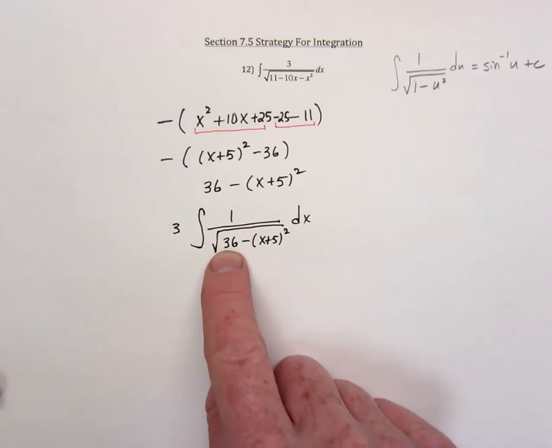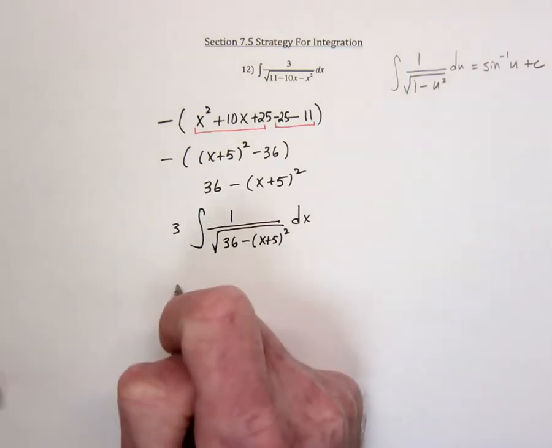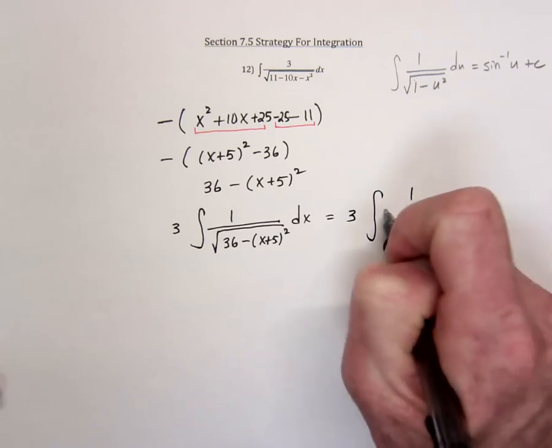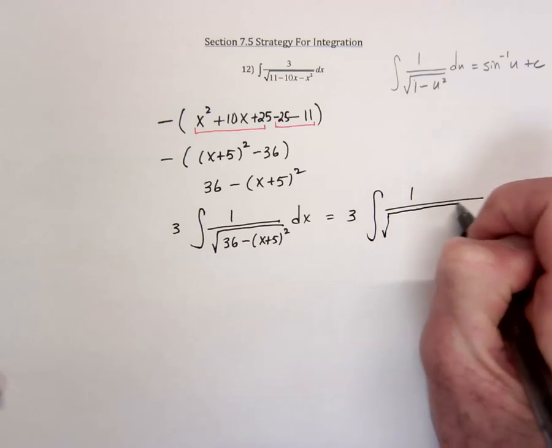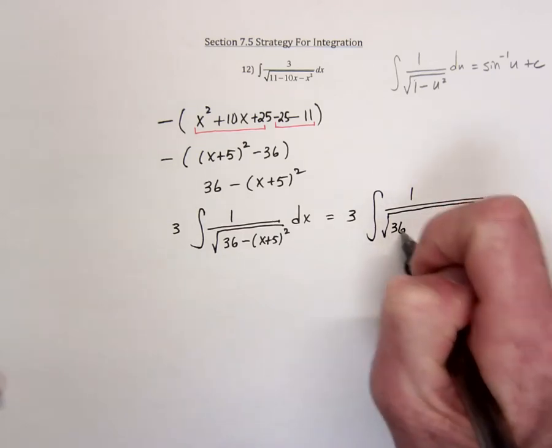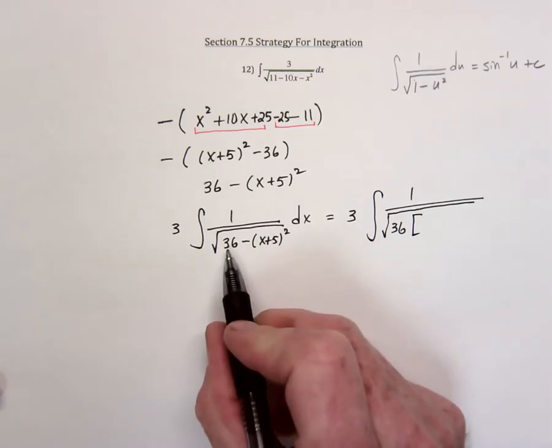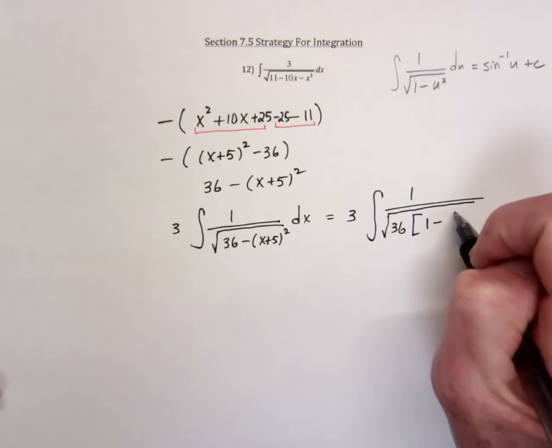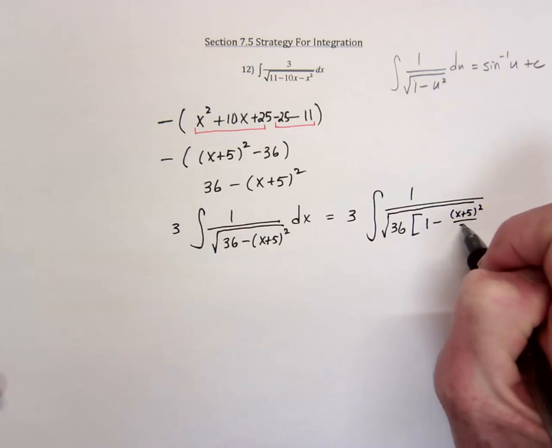And if you look back to problem number 7 in this series, I did one similar. So I need to factor a 36 out of this. So I'm still working inside of the square root, and then factor. So divide a 36 out of this, divide this by 36 as well. So we'd have 1 minus x plus 5 squared over 36.